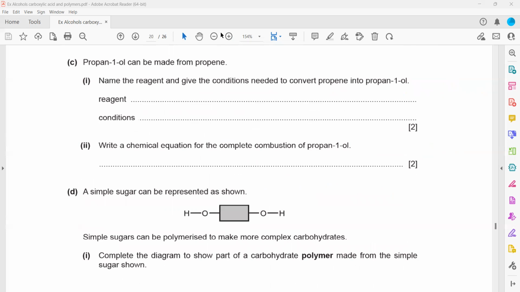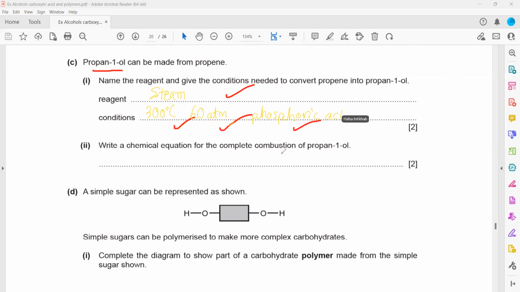Propan-1-ol can be made from propene. What do we need to produce propan-1-ol? So the reagent, we need steam, and 300 degrees Celsius, 6000 kilopascals and a phosphoric acid catalyst.